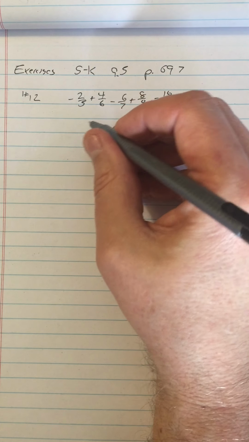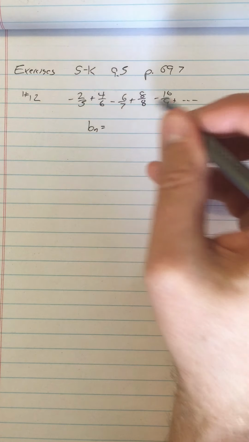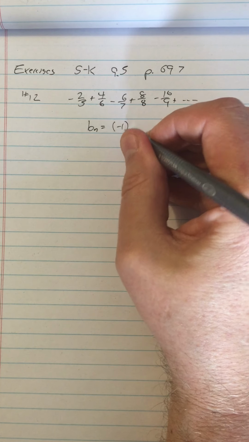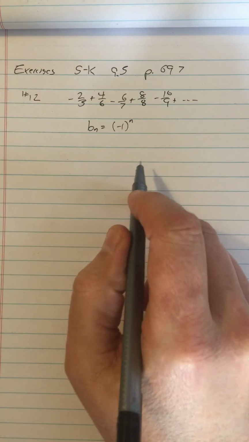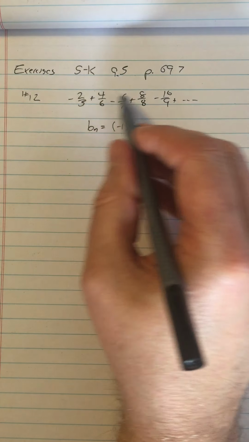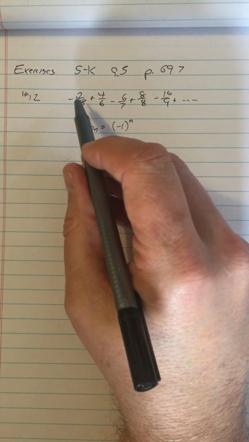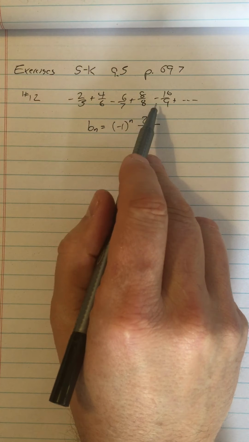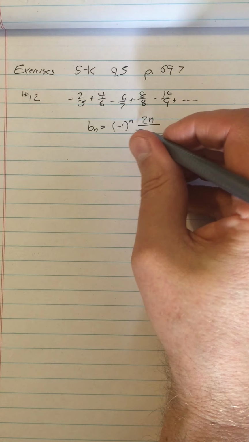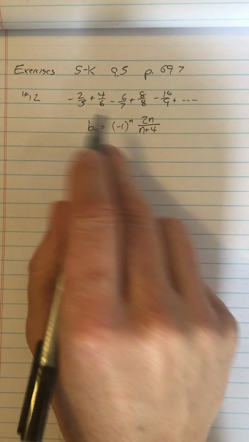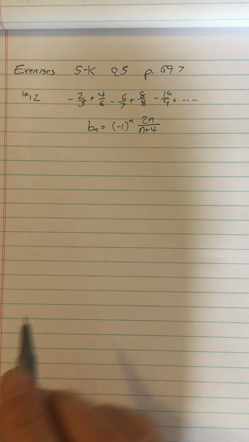First of all, we need to know what b sub n is. I noticed that the first term is negative, so I'm going to have negative 1 to the n. If the first term was positive, I would have negative 1 to the n minus 1. Then I need to get a handle on the patterns of these fractions. In the numerator, I see even numbers, so the numerator is 2n. In the denominator, we're going up by 1, but we started at 5. So if I do n plus 4, then when we start at n equals 1, we're going to have 5, 6, 7, 8. So that's what b sub n is.